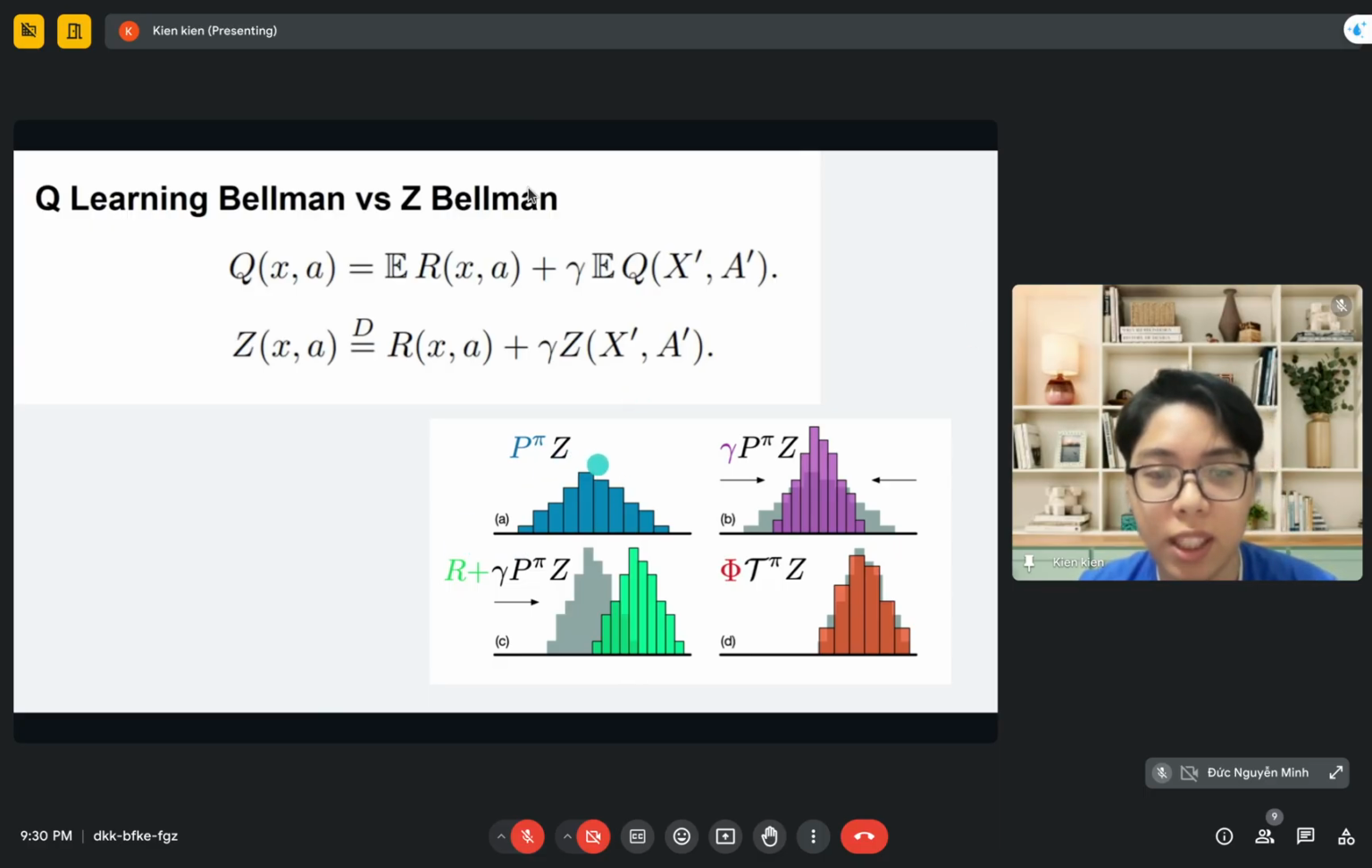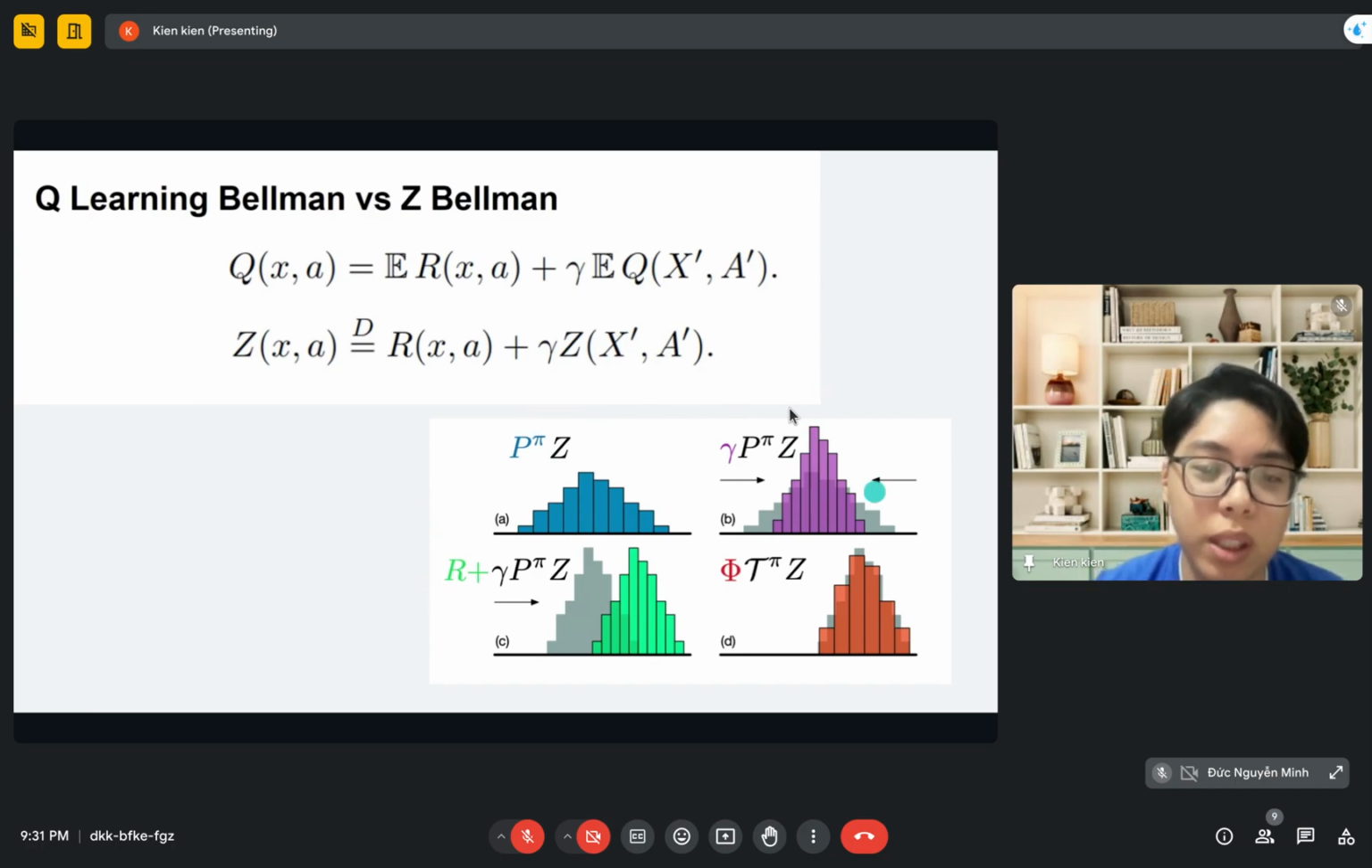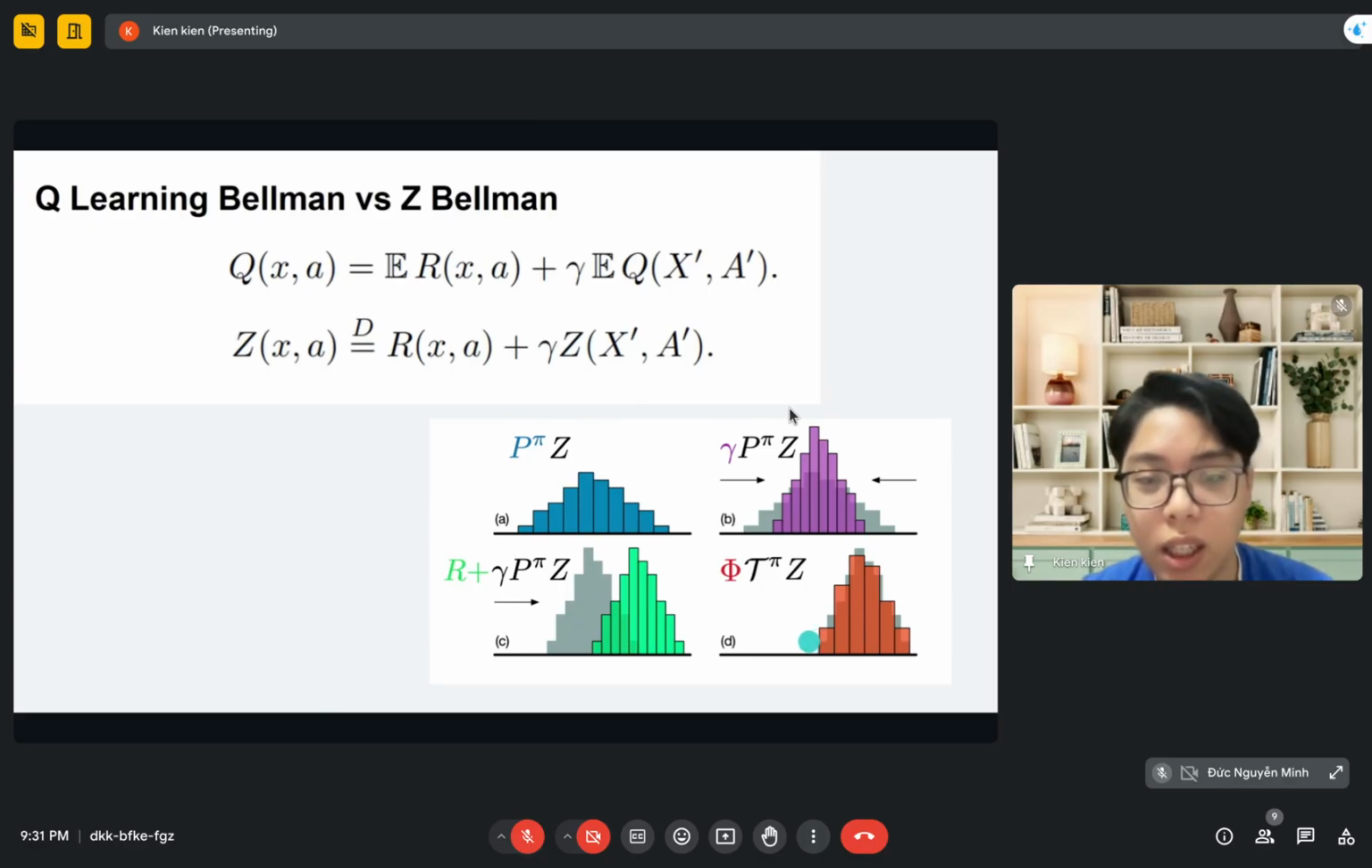And the P pi of Z is a distributional return with the policy pi at the moment. And when it goes with the discount value, this distribution tends to shrink to near zero. Okay, I will pass this. And when you add the reward, which can be positive or negative, the distribution of return here will move from left to right.